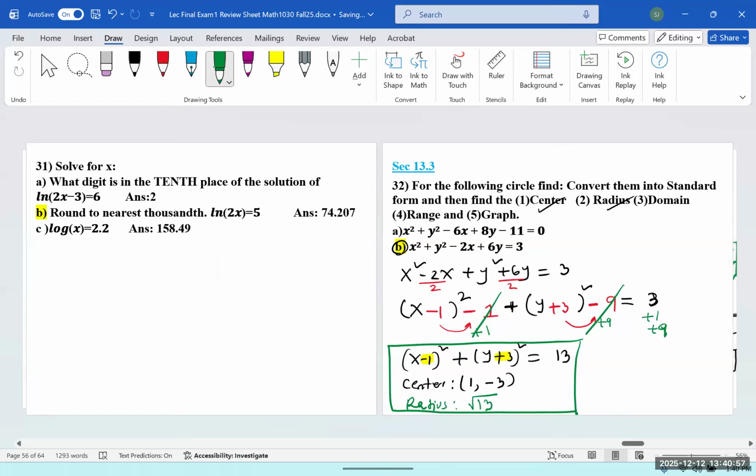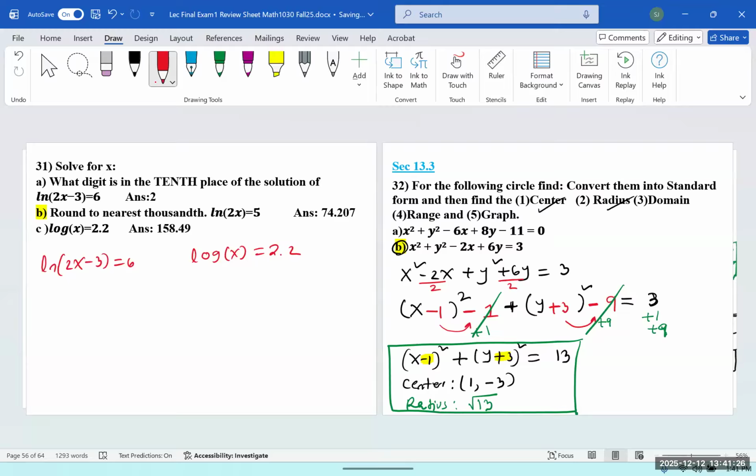Then, solving logarithmic equations. So we have ln of 2x minus 3 equals 6. The other one is, let's do log of x equals 2.2. So, what do we do?